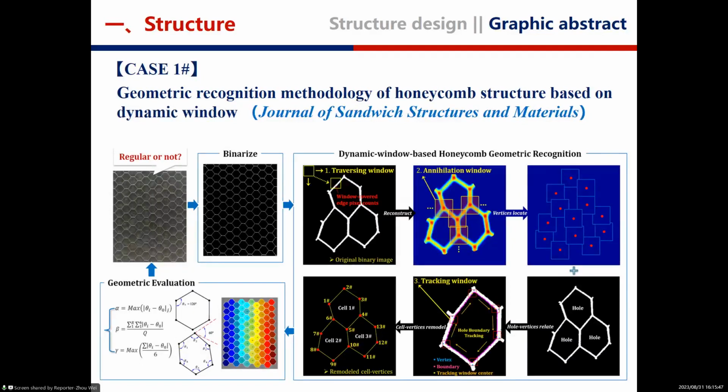The traversing window to reconstruct the contoured data for corner nodes, the annihilation window to read image coordinates for each corner node, and a tracking window to correlate cells and corner nodes. And finally, geometrical evaluation is conducted based on the identified honeycomb cell node relationship. So this graphical abstract will help readers or reviewers efficiently understand your work.